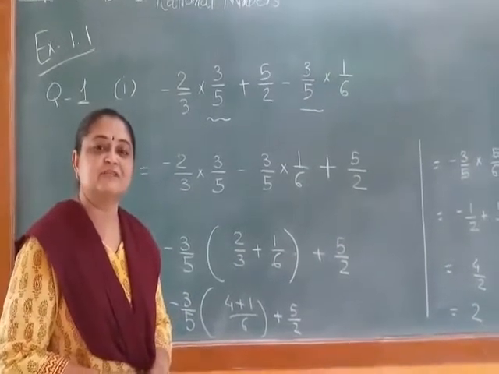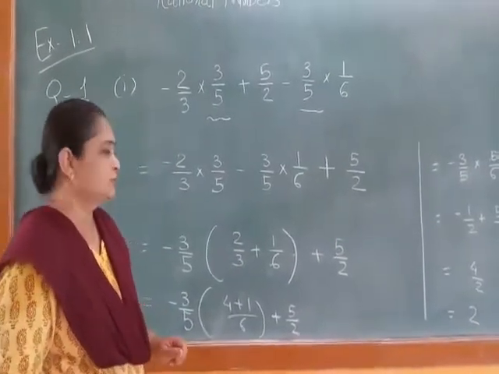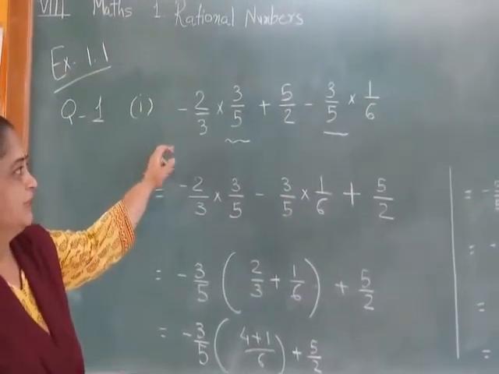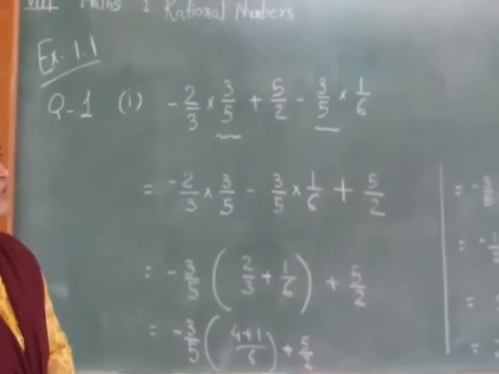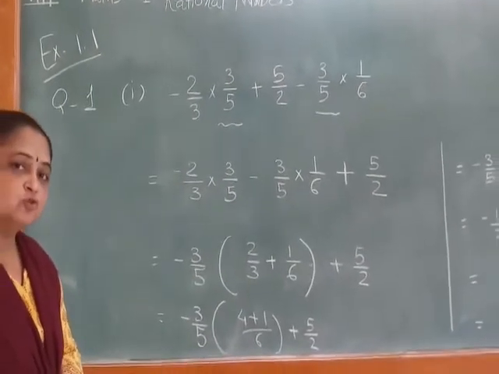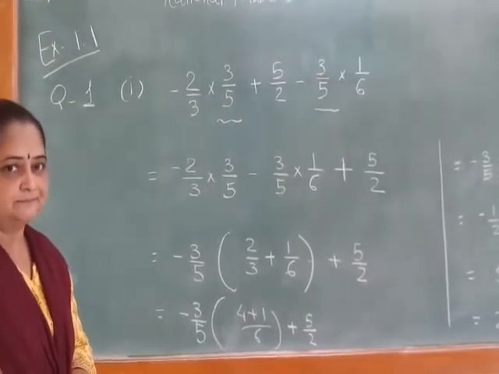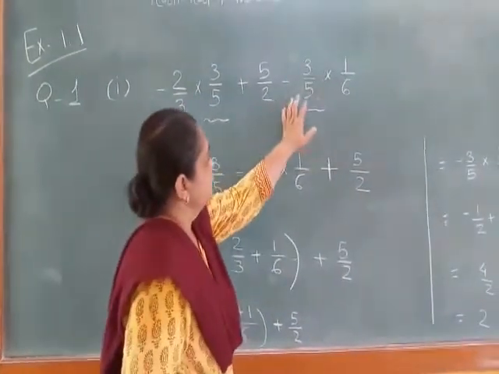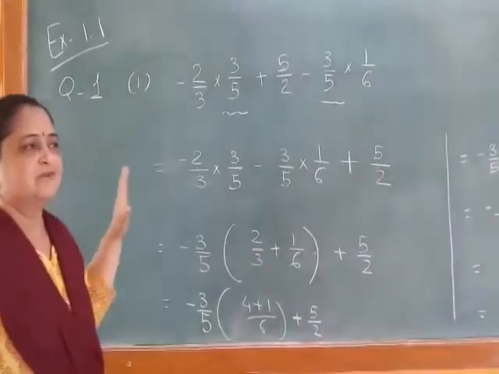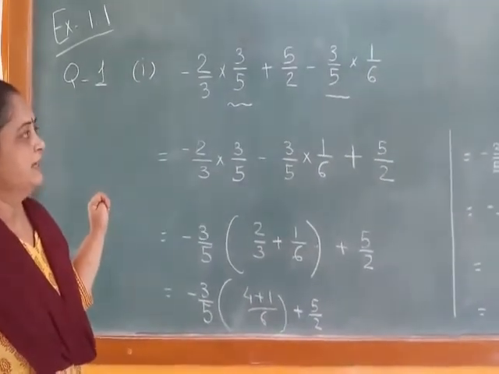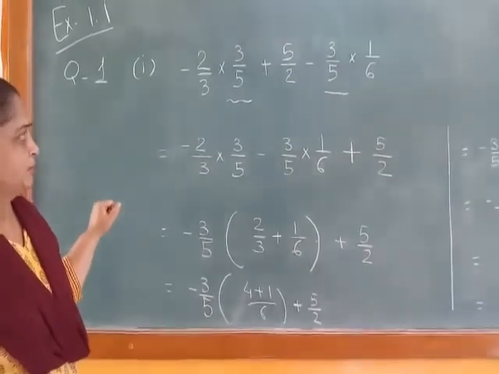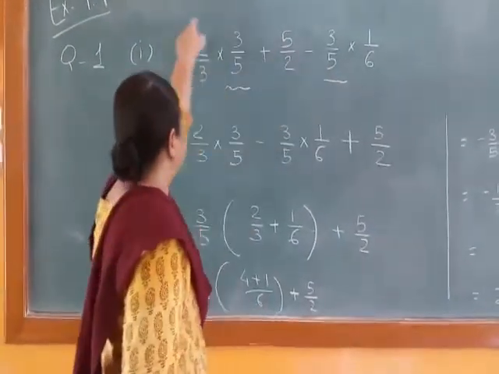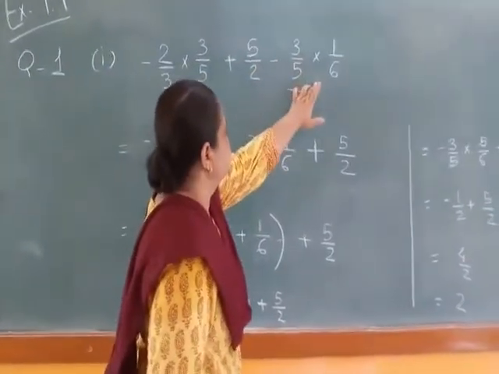Exercise 1.1 question 1 by using the distributive property. I wrote here your exercise's first question and you observe carefully this question because we have to solve it by the appropriate property. When one term is equal in the whole question, then we can take that term common and use the distributive property. So here 3 by 5 is common in this first term and third term.